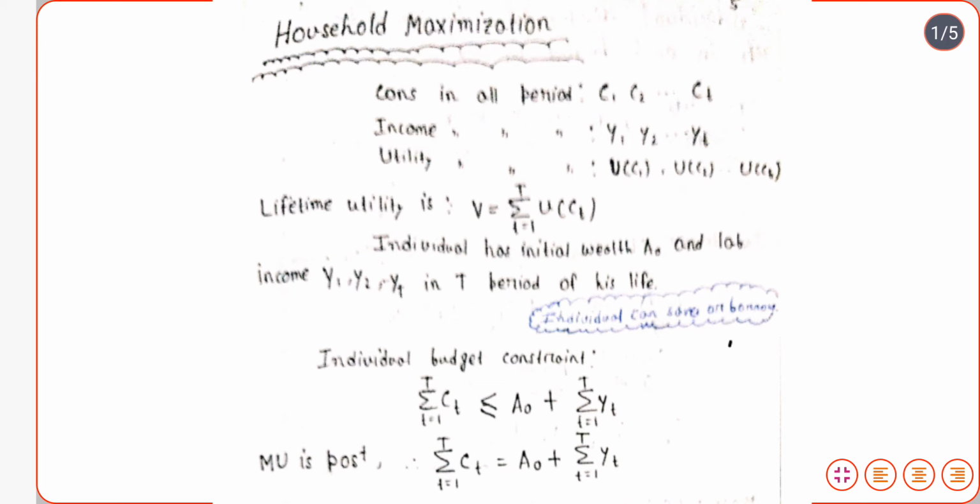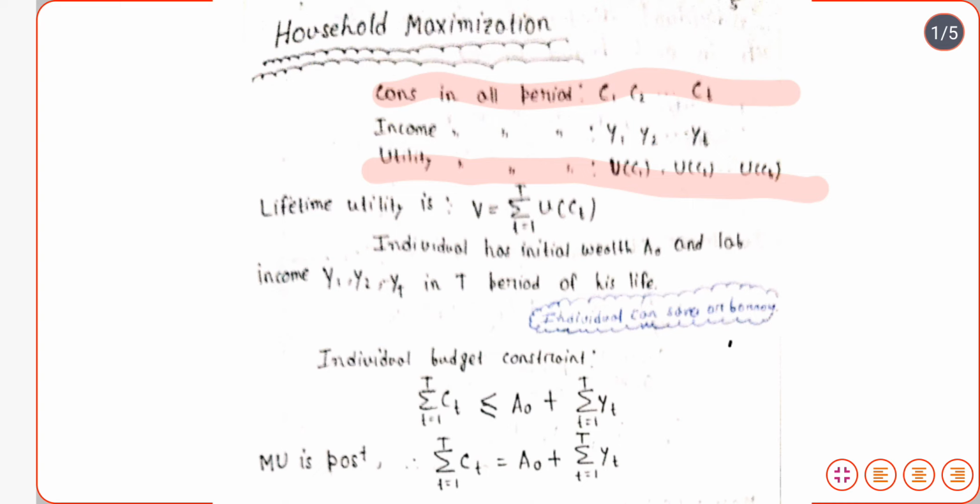So in this way we have written the consumption in all the periods, that is C1, C2, and it goes up to Ct. Similarly, income in all the periods are y1, y2, y3, and it goes up to yt. Utility in all the periods is equal to u of c1, u of c2, and it goes up to u of ct. Now what is our lifetime utility?